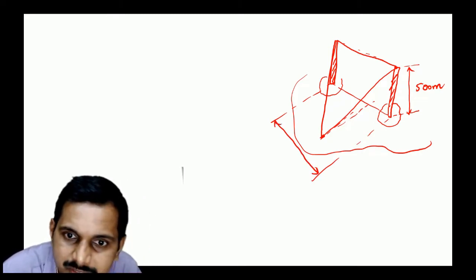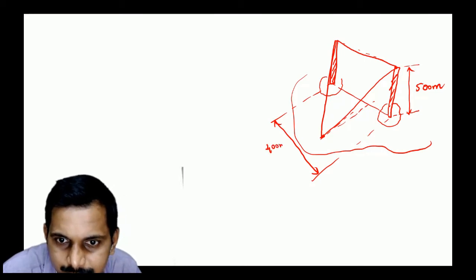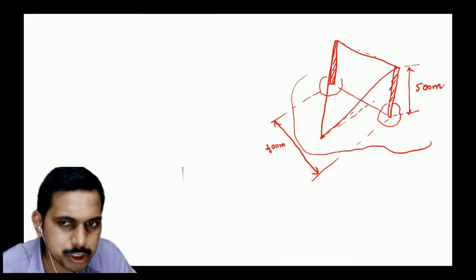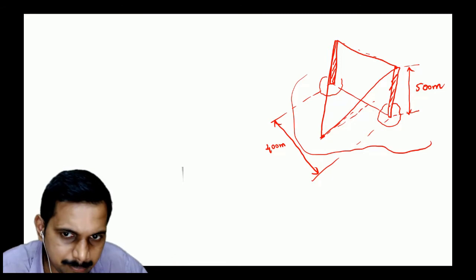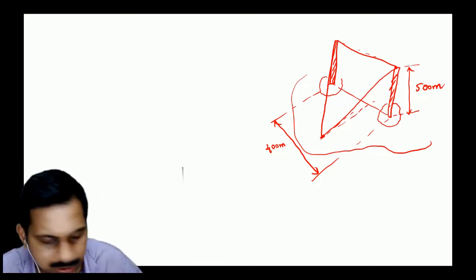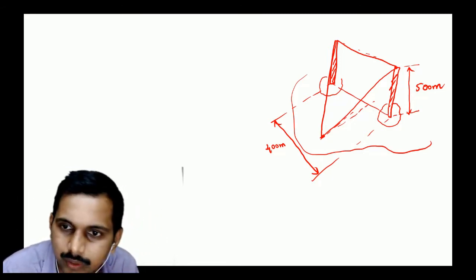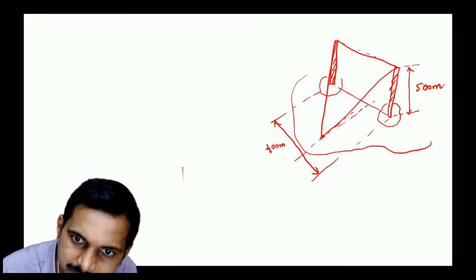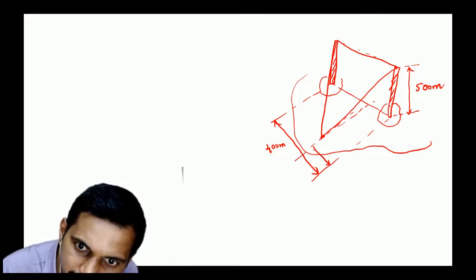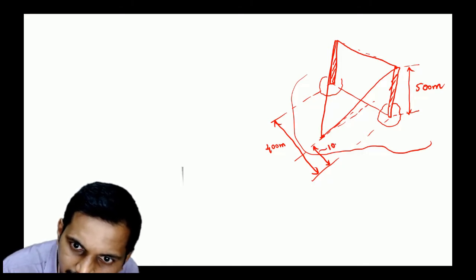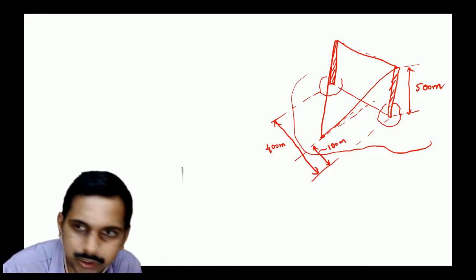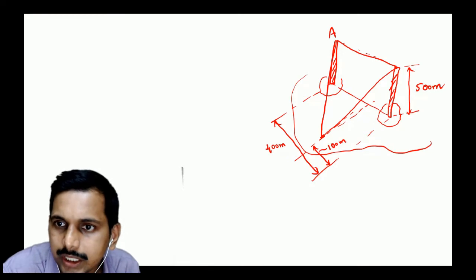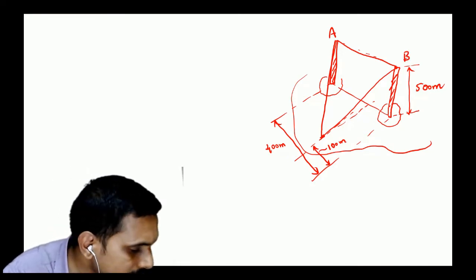This distance is 400 meters. Our electric poles are just 100 meters apart or 50 meters apart. This is 400 meters apart, a big one. Now this is grounded here for grounding purposes, at a distance of 100 meters from this pole. Say I will say this is pole A, this is pole B.